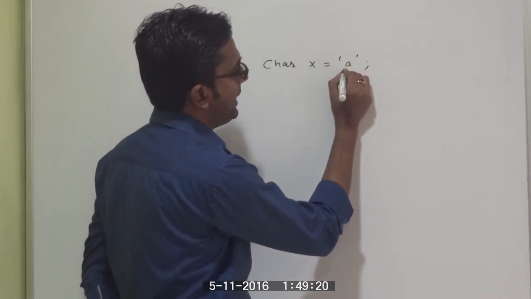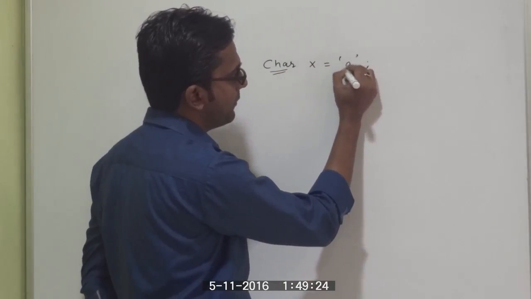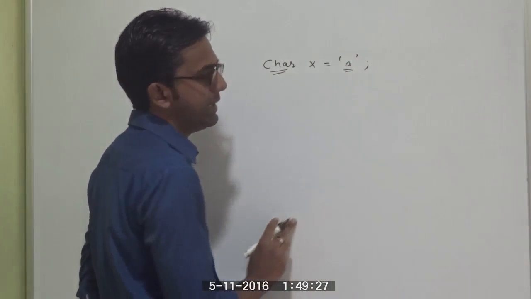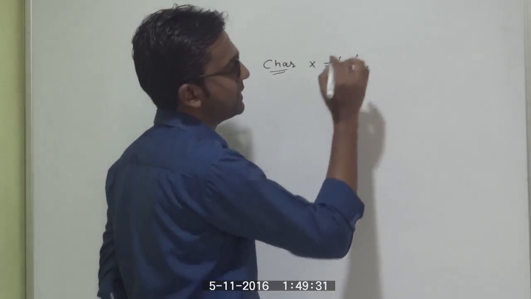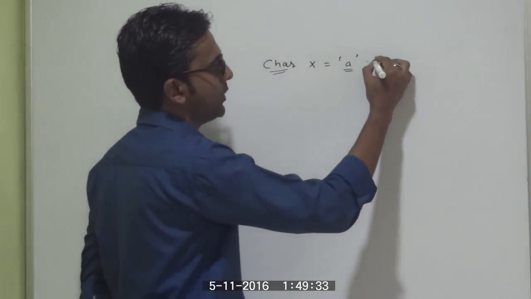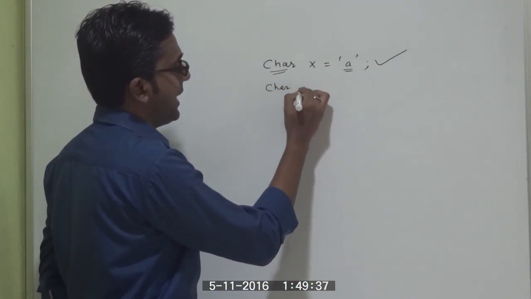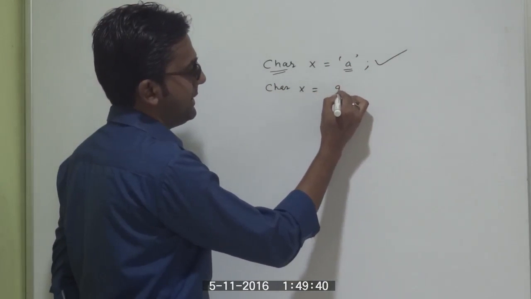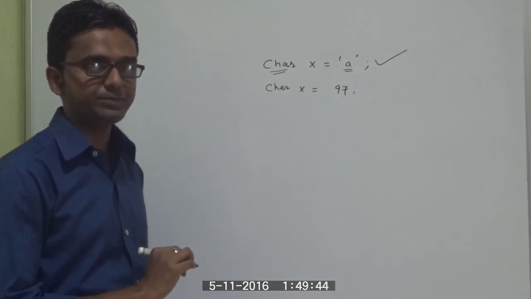Whenever you are storing any character to a char variable, that particular value must be enclosed inside single quotes. If you are not enclosing it inside single quotes, it will generate a compilation error. Okay, this can be one of the ways to represent the character literal. Or we can write char x equals 97, meaning I can write any decimal number also.